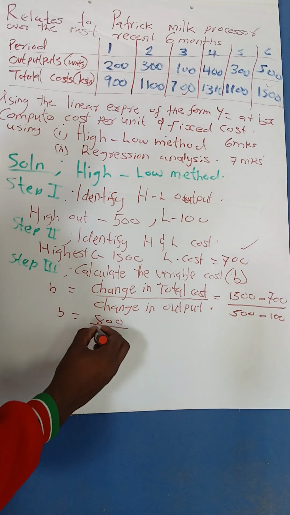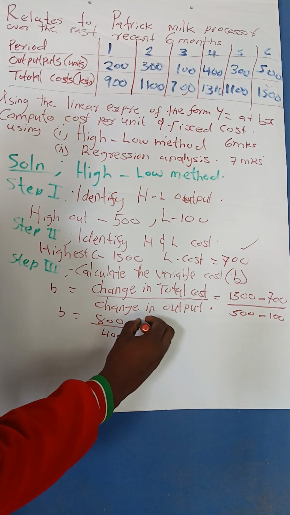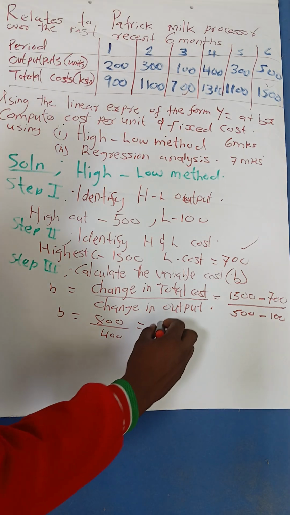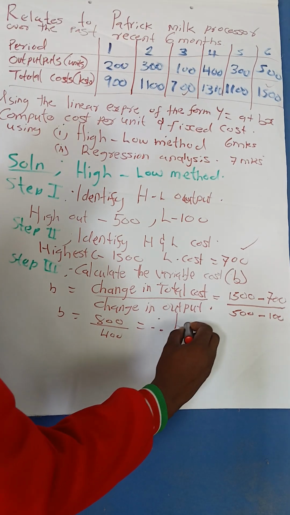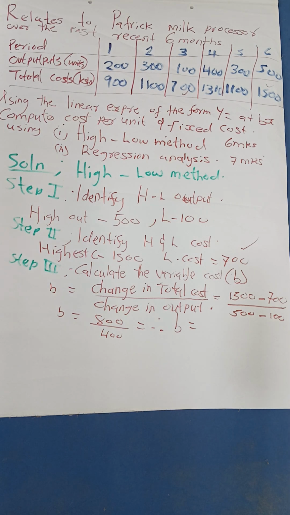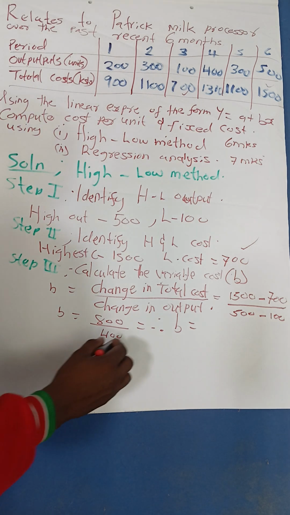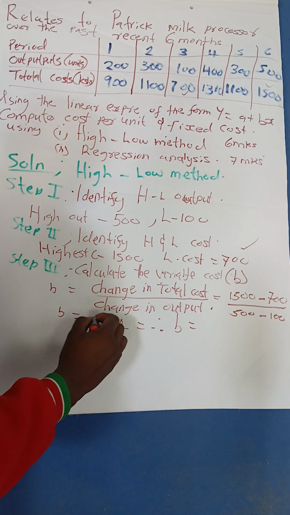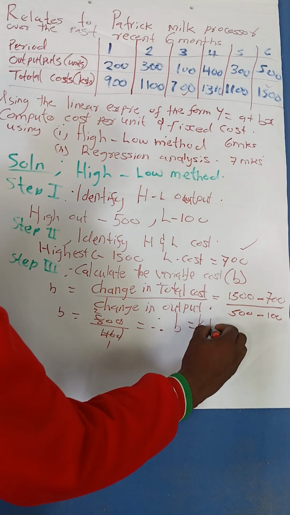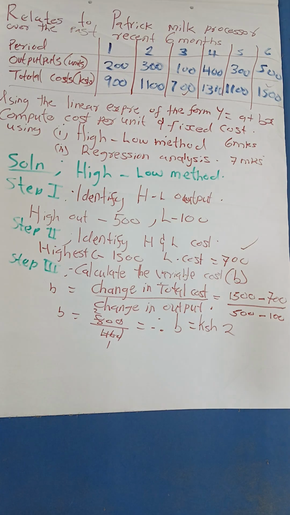800 divided by 400. Good. So at the end of the day, our B, the variable cost, is equal to 2, because here it will be 1, and if you divide this, here 1, here 2. So it will be equal to Kenyan shillings 2. That is our variable cost: 2 Kenyan shillings.